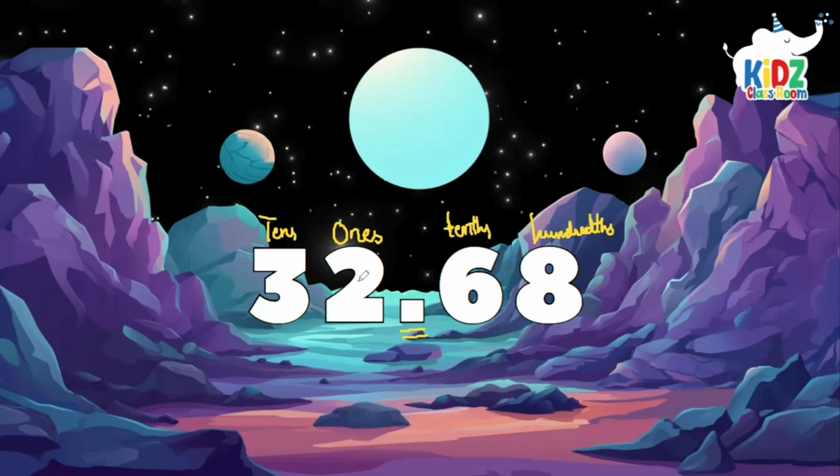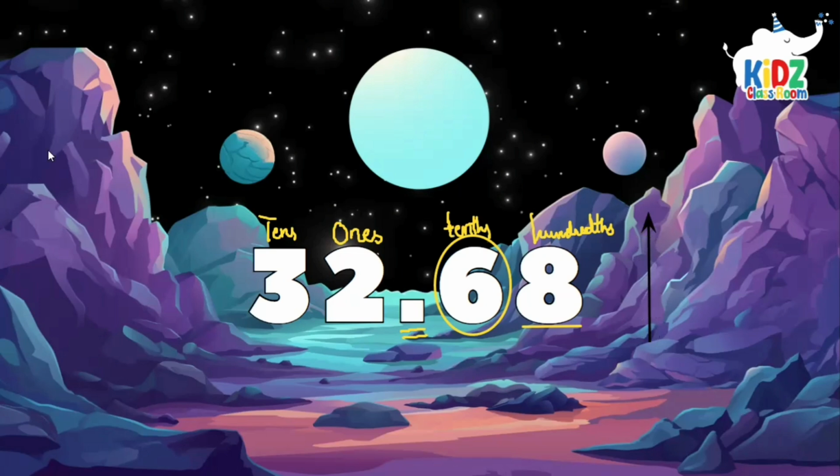Now look at the digit in the tenths place. What is the digit in the tenths place? It is 6. And look at the digit in the hundredths place. It is 8. So will we round up or down? First, identify: is it less than 5? Is it greater than 5 or 5? Of course, it is greater than 5. So we will round up. Why? Because the rule says that if the hundredths digit is 5 or greater, we round up, and if it is less than 5, we round down.